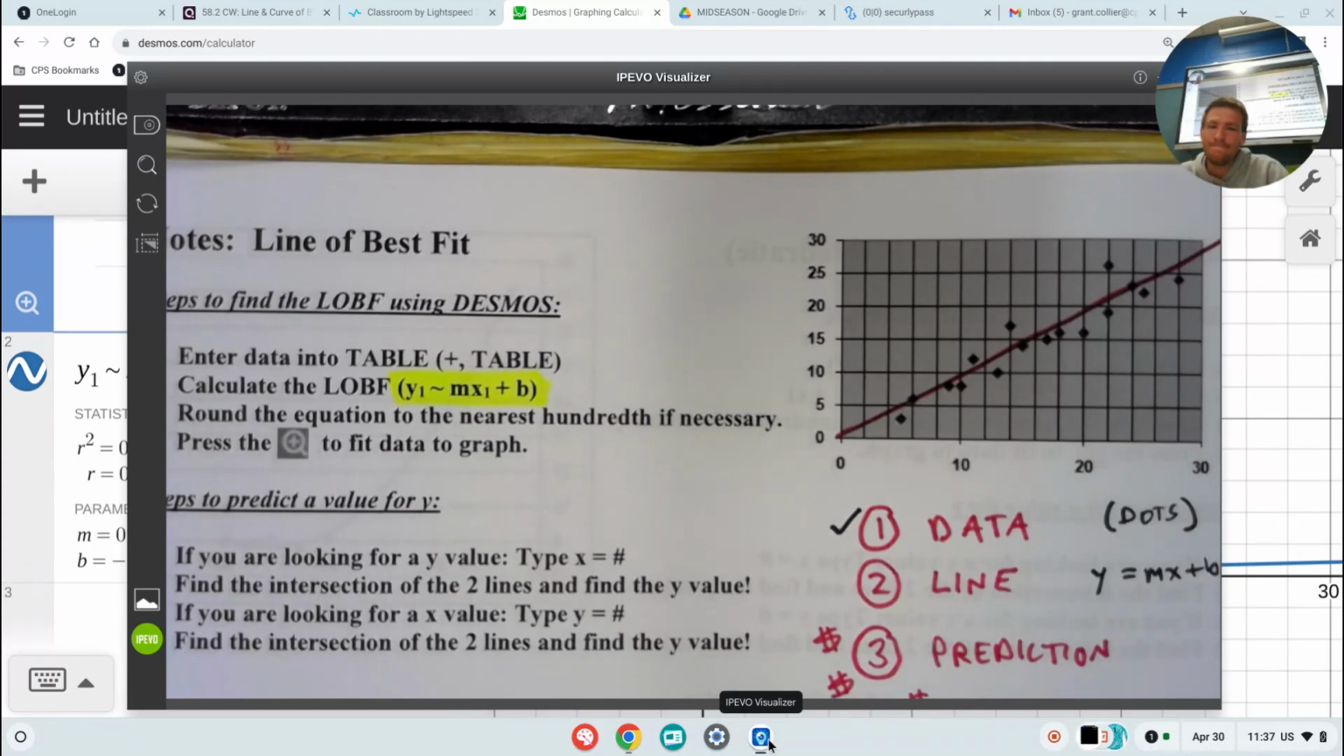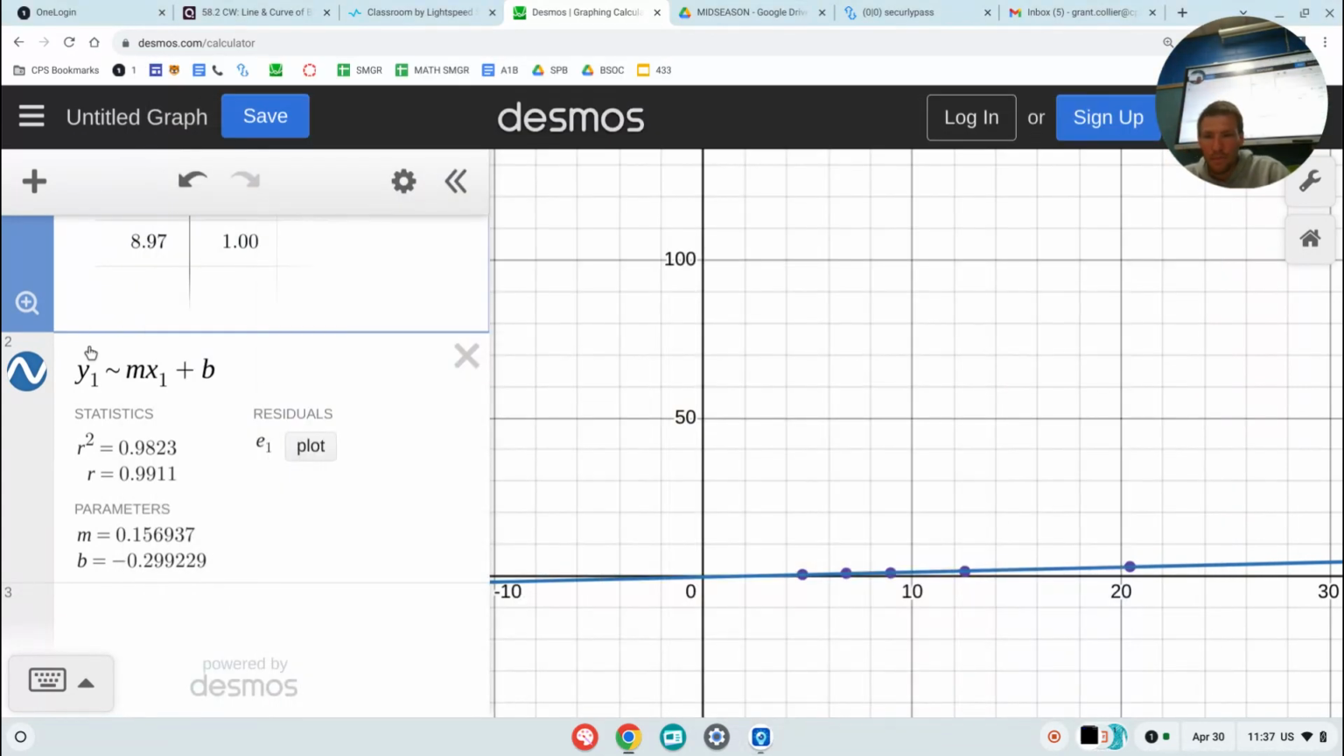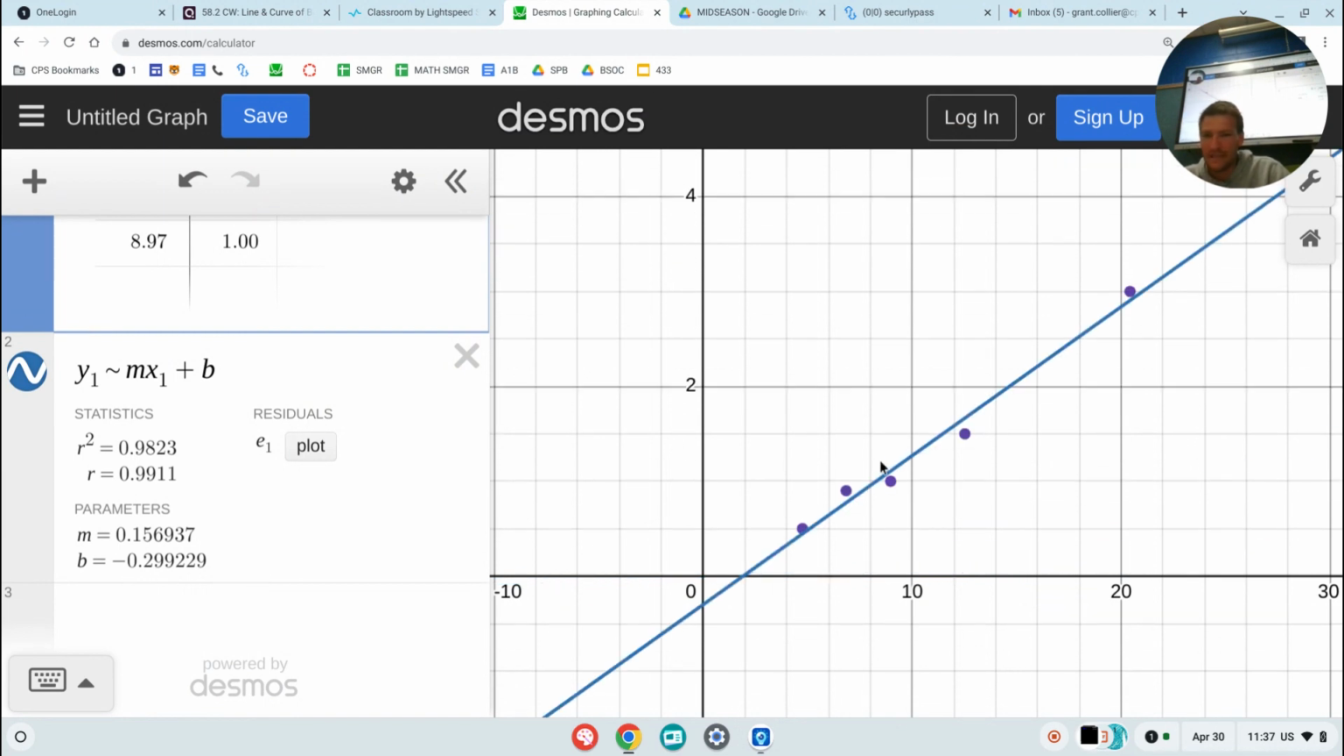Okay, now I hope on your computer screen you have all of these dots and the line. Miss East is coming around. She's looking to see that you have all of these dots and the line. Now the last thing we haven't talked about is the parameters.